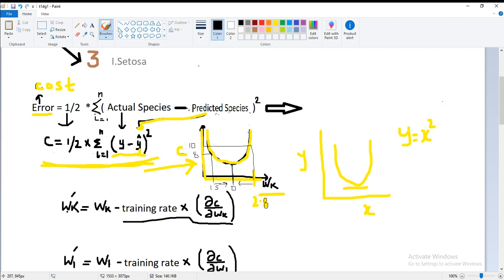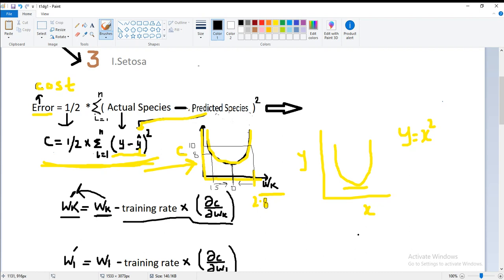As you can see, wk bar is the new updated weight, wk is the old weight, and the old weight is in this equation because the training rate multiplied by the partial derivative of cost with respect to wk is being subtracted from the old weight, and this gives us the new updated weight.